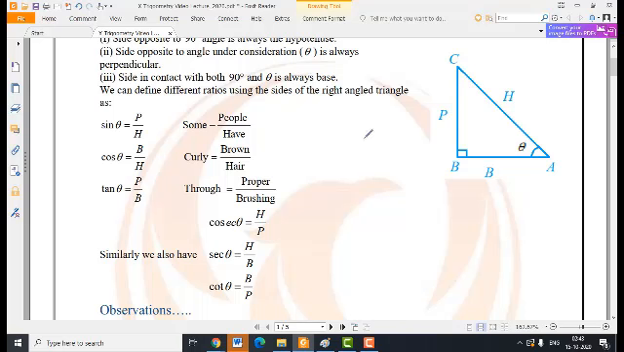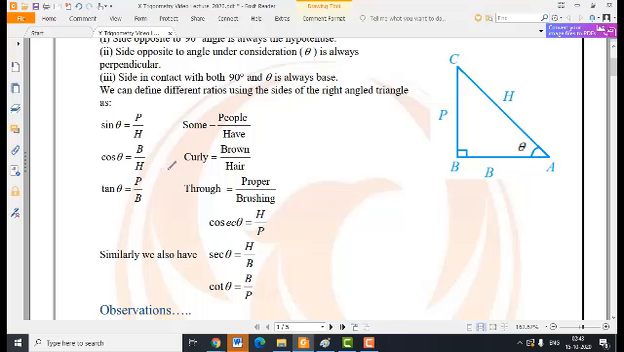We can take another ratio which is base upon hypotenuse, and we name this ratio as cos theta, and then we can also take the ratio as perpendicular upon base, and we name this ratio as tan theta. So far we have defined three different ratios: sine theta, which is perpendicular upon hypotenuse, cos theta, which is base upon hypotenuse, and tan theta, which is perpendicular upon base.